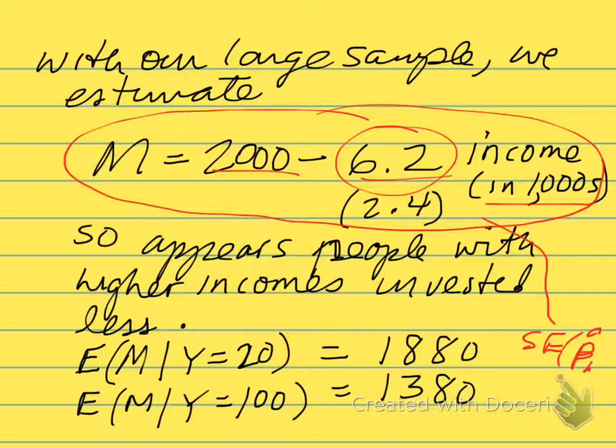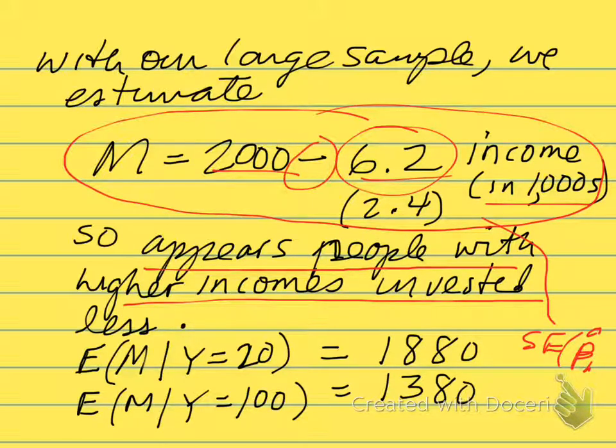It enables us to see that it appears that people with higher income invested less, because we have a minus sign, right? So the expected value of how much you invested in GameStop, if you had an income of 20, is 2,000 minus 20 times 6.2, which is roughly 120. So this is approximately 1,880.